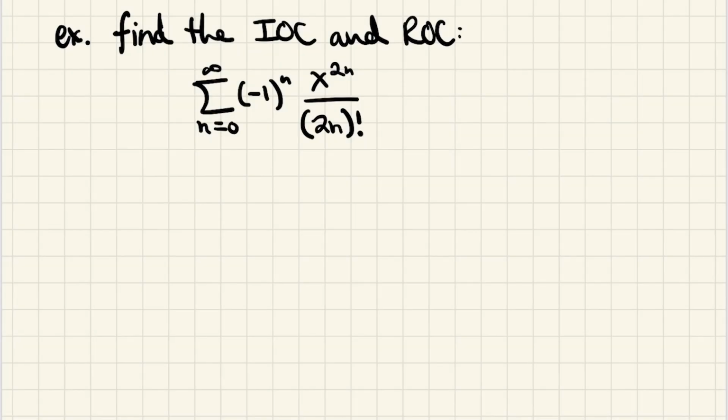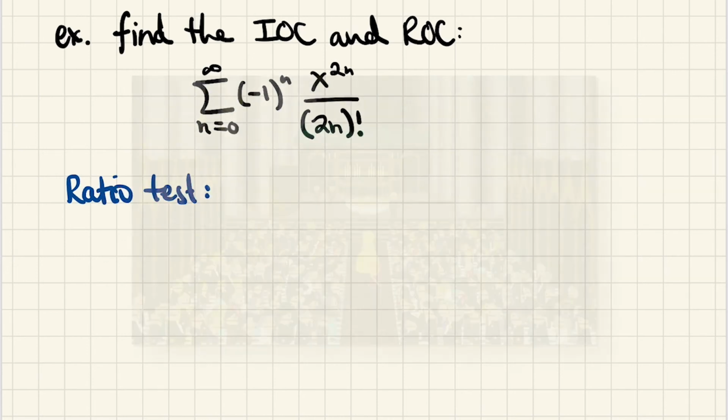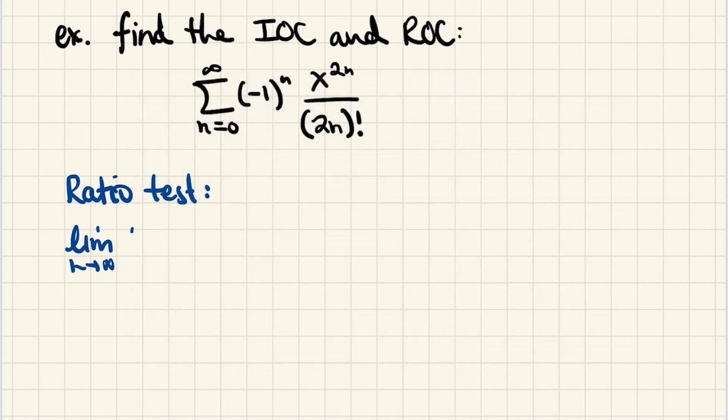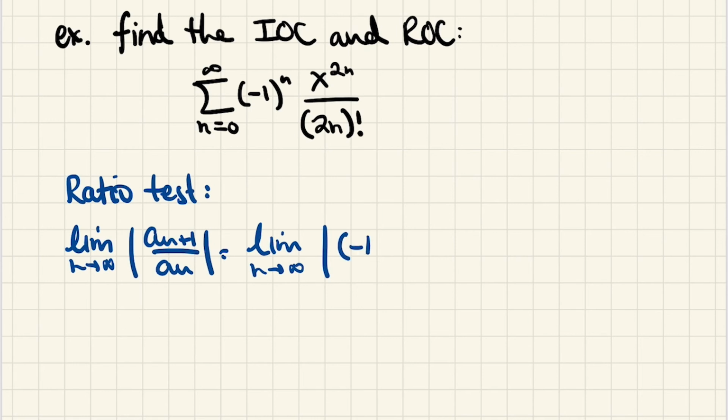All right, here we have yet another power series, and we're interested in finding the interval of convergence and the radius of convergence. So, yeah, let's go into the ratio test, as of course is tradition. So what do we have? We have (-1)^(n+1) x^(2(n+1)) over (2(n+1))!, and this is multiplied by the reciprocal of a_n.